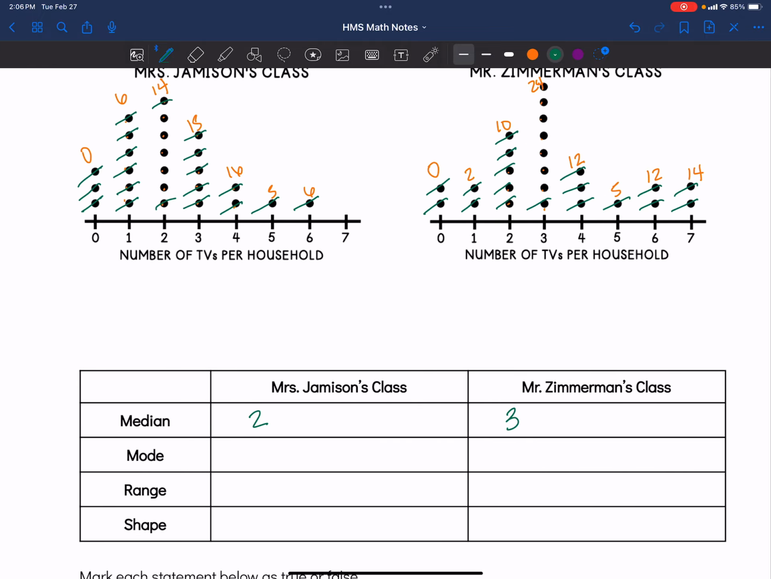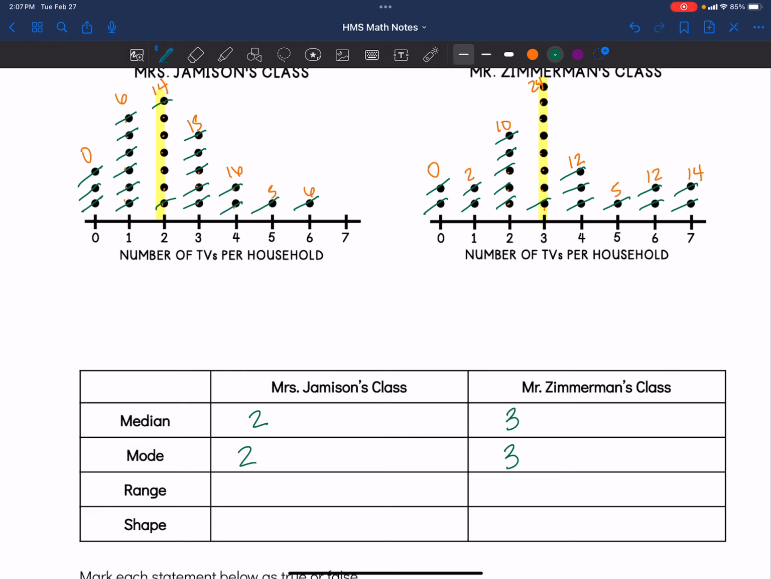All right, my mode, I'm looking for my tallest tower for both. So here my mode is 2. And Mr. Zimmerman's, my mode is 3. So Jameson's is 2, Zimmerman's is 3. Looks like we have a pattern going on here.